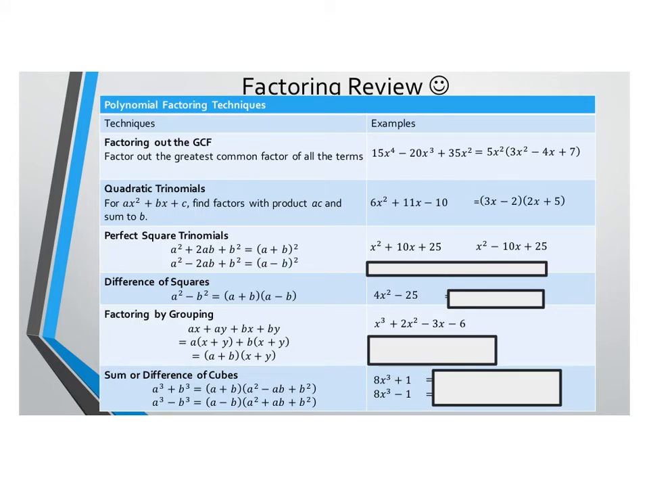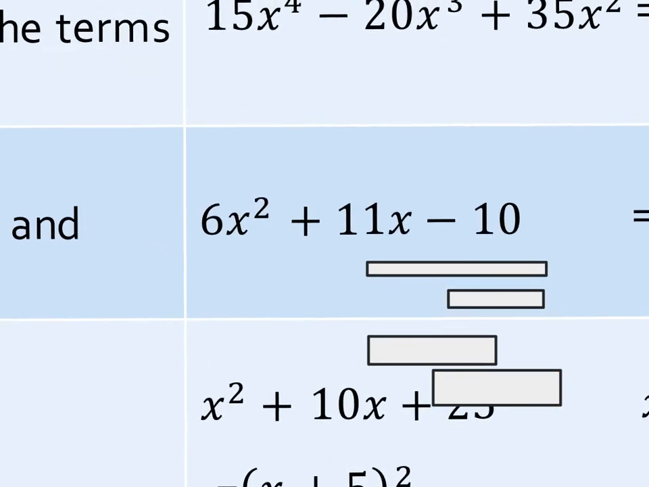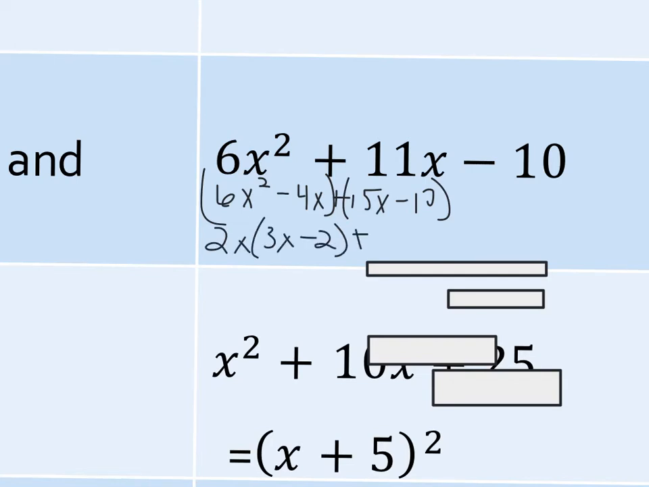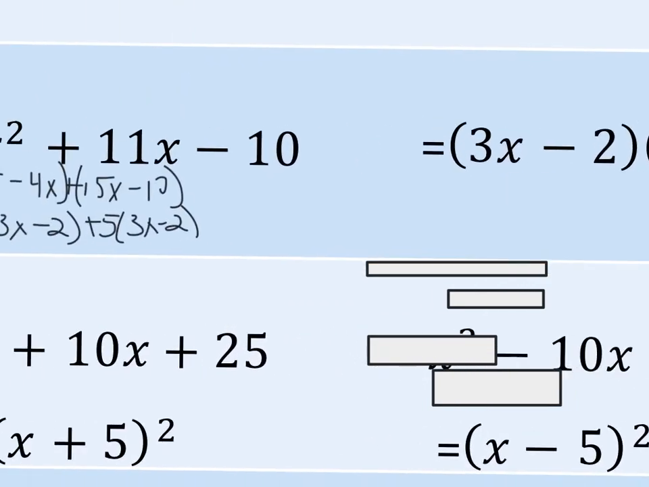Okay, and it does factor to 3x minus 2 times 2x plus 5. Now, if you needed to, we can zoom in and talk about that. Okay, so we could say that this is 6x squared minus 4x plus 15x minus 10. And then we can do our grouping method. 2x, and then we're left with 3x minus 2. And then plus 5, and we're left with 3x minus 2, which is how we get that other answer, 3x minus 2, 2x plus 5.